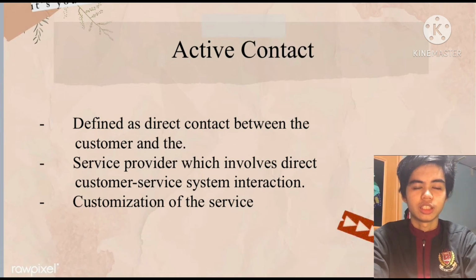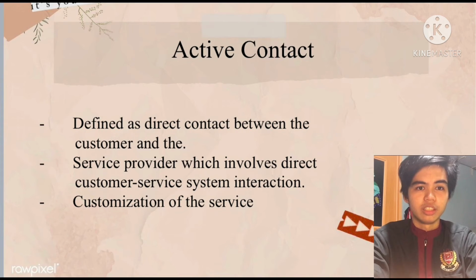I'll be discussing two types of contact, active contact and passive contact. So first, what is an active contact? It is defined as a direct contact between the customer and the service provider, which involves direct customer service system interaction. And it also has its own customization of the service, which means it is a degree of interaction and may result depending on the given information from the provider, which could influence the type and the outcome of the service. And a good example of active contact would be healthcare.